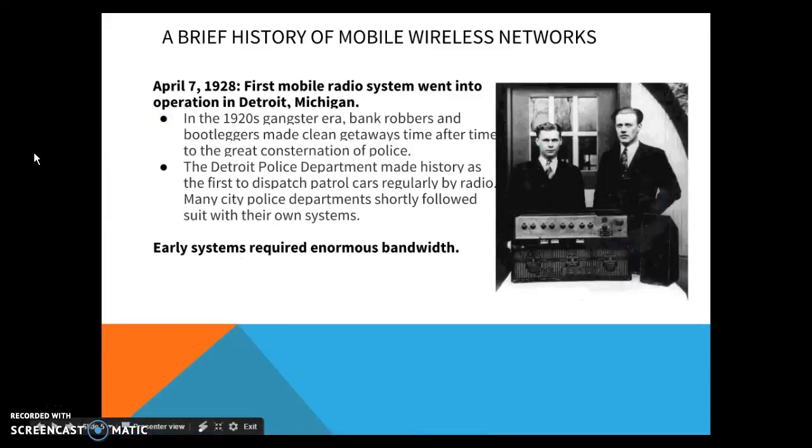A brief history of mobile wireless networks. On April 7, 1928, the first mobile radio system went into operation in Detroit, Michigan. Detroit, like many other Midwestern cities, had a gangster issue, and police response time was really poor. Here's a picture of the first radio system that was adopted. The police department used this system to get police officers to respond more quickly and arrest the perpetrators. Early systems required enormous bandwidth.